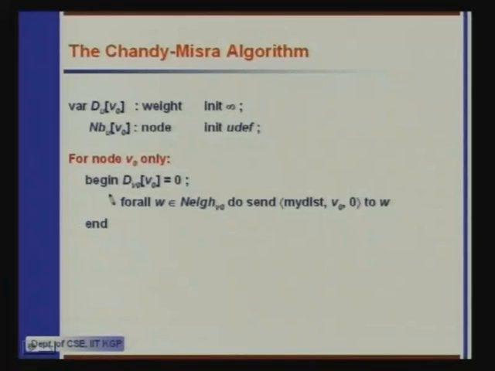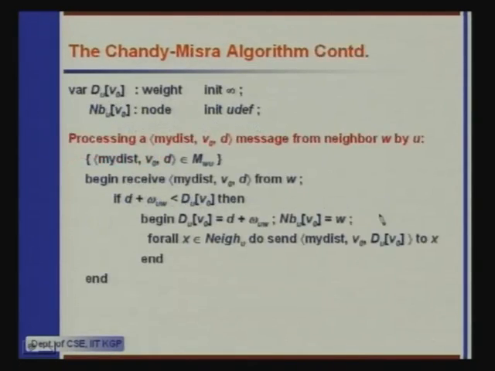So, it starts with node V0, where node V0 sets d V0 to 0 because its distance to V0 is 0, and for all W belonging to neighbors of V0, it sends my dist V0 0 to W. So, it broadcasts to all its neighbors that its distance to V0 is 0.